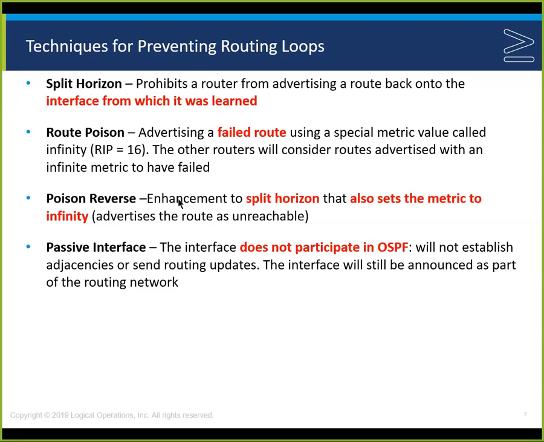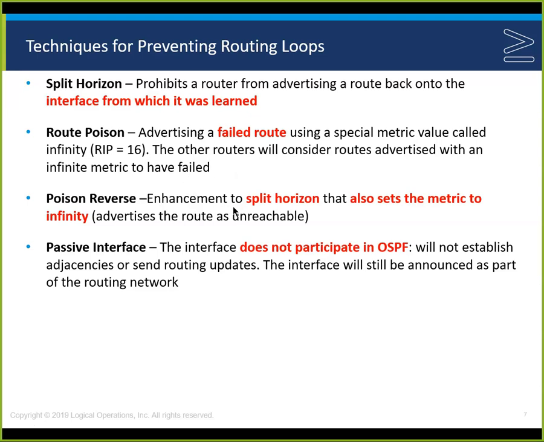Route poison is advertising something as a failed route, and this is, again, a RIP situation. RIP allows us 15 hops. 16 is infinity. 16 hops, 16 routers is infinity. And we can have 15 routers, 15 hops. After that, the route gets marked as unreachable. It advertises a failed route using a special metric called infinity. The other routers will consider the routes advertised with an infinite metric to have failed.